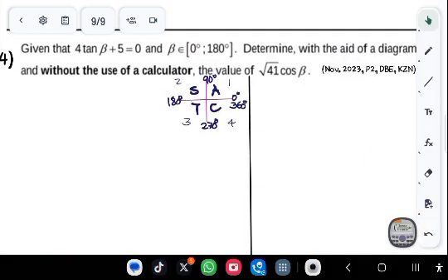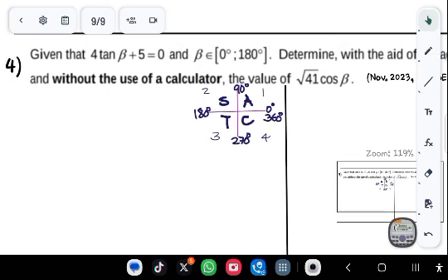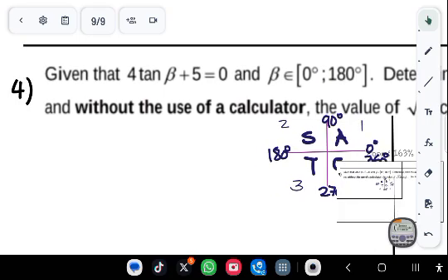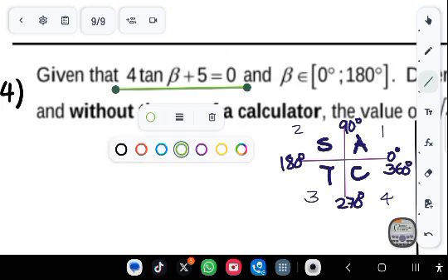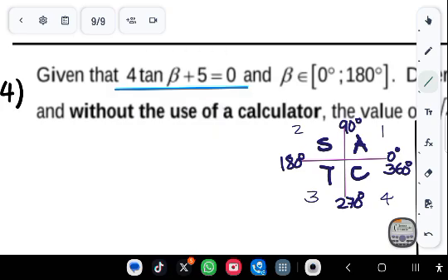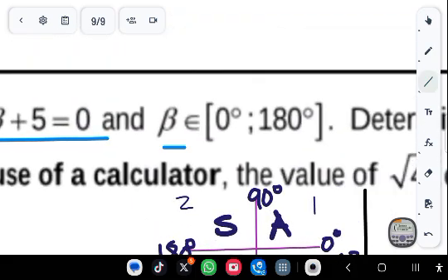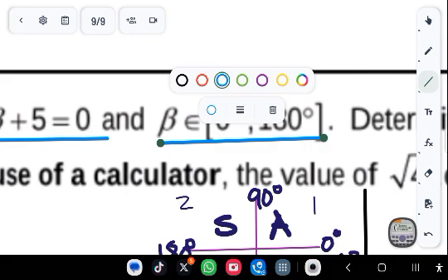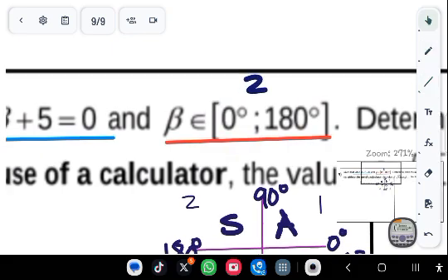We're back to the same type of example where you will need to follow that guide. We are given that 4 tan of beta plus 5 is equal to 0. That's our clue number 1. And beta is between 0 and 180. That's clue number 2.